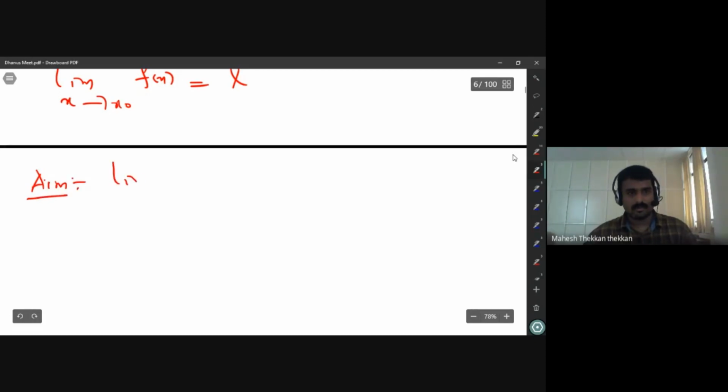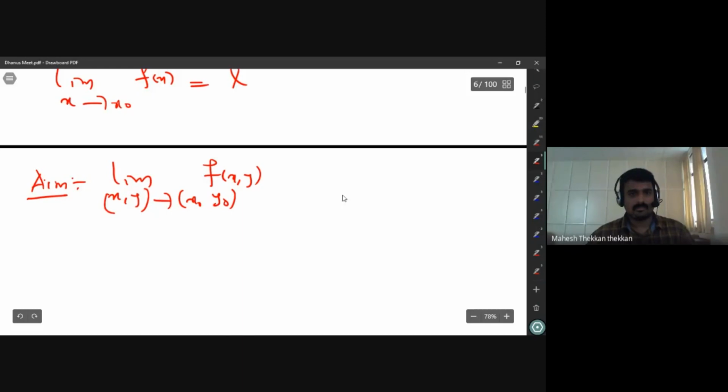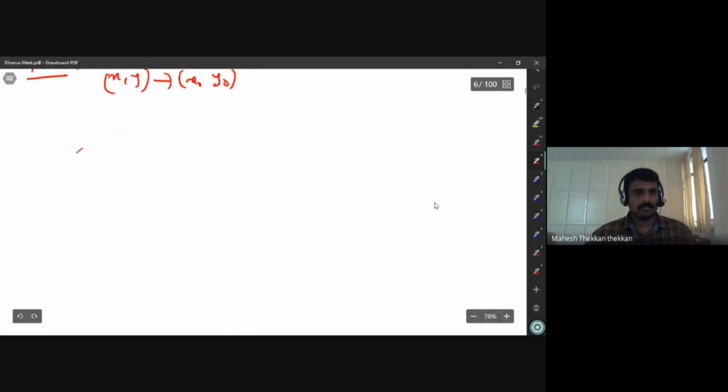I wanted to look at the limit as (x, y) tends to (x naught, y naught) of f of (x, y). I wanted to introduce these things. Okay. Now just consider f from some D, a subset of R2, to R.